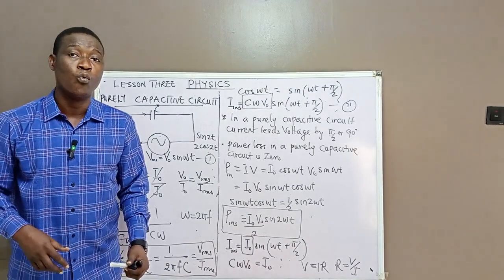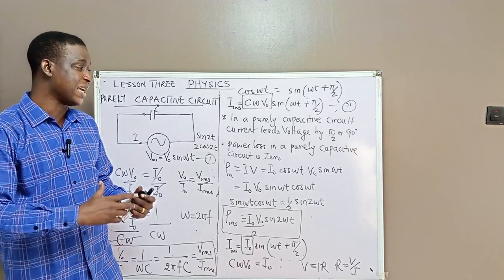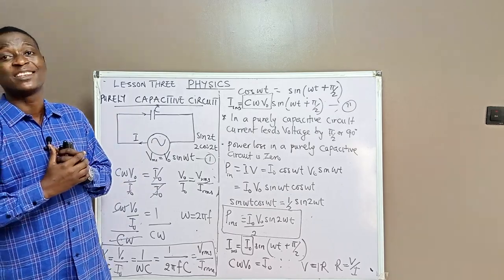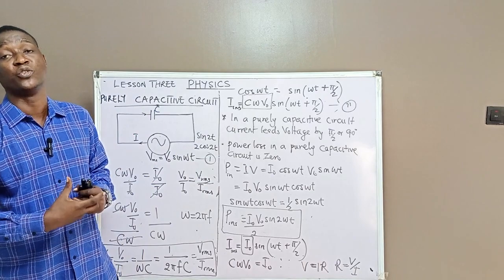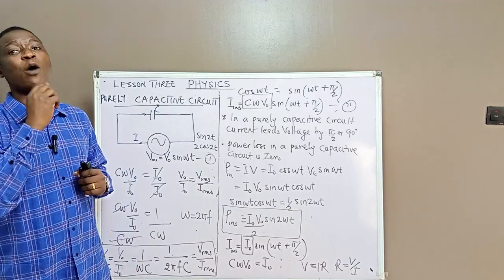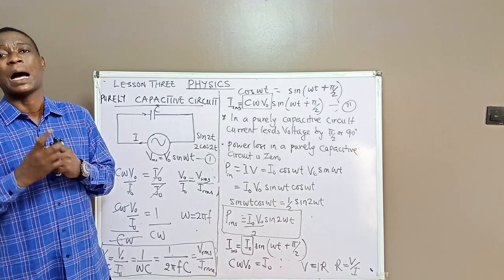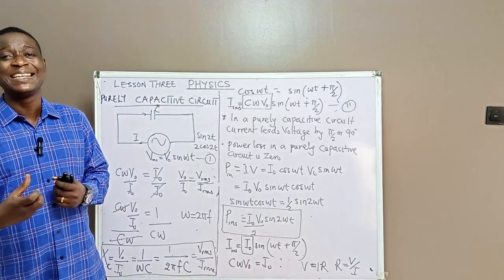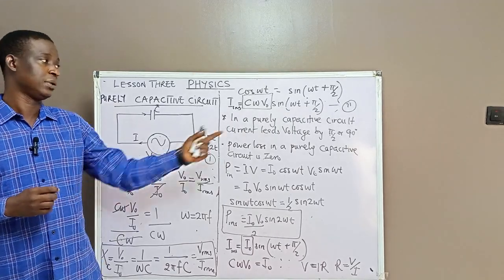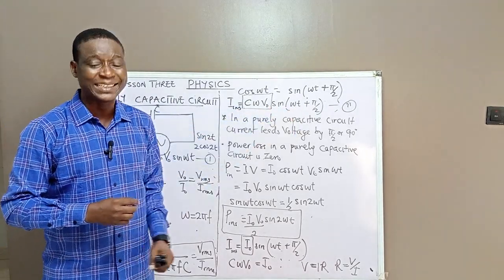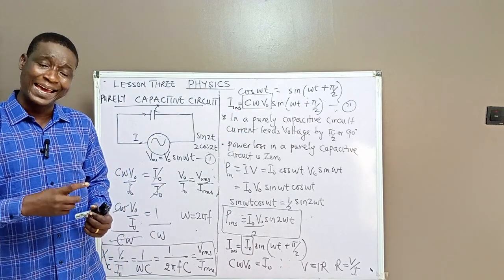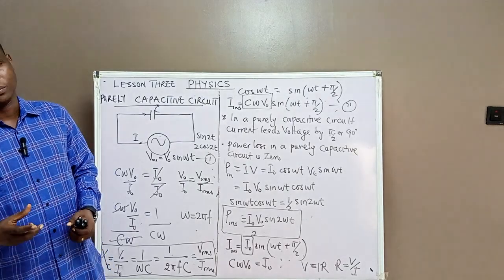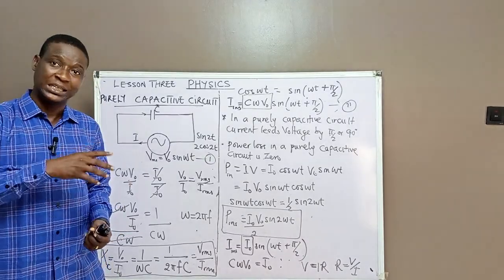So now we are able to explain things on the board, but let me summarize everything for those of you writing WAEC, those of you writing JAM, or those of you in 100 level. Number one: a purely capacitive circuit has its current leading the voltage by pi over 2, or 90 degrees. In other words, the voltage is lagging the current by pi over 2. That means current leads, but voltage lags.